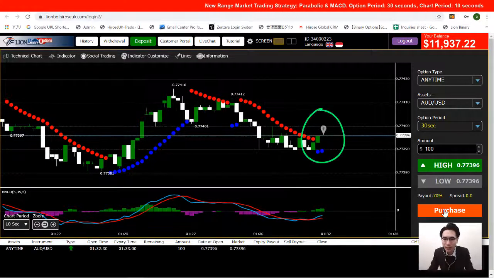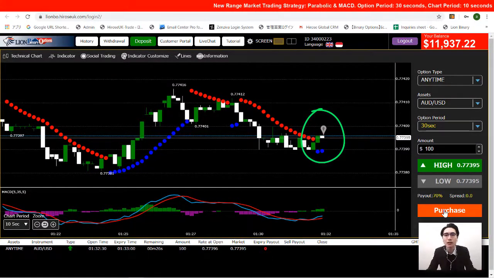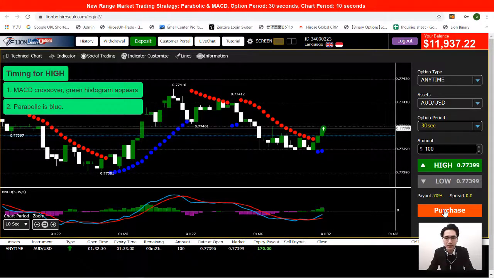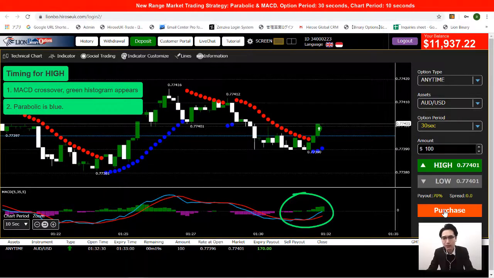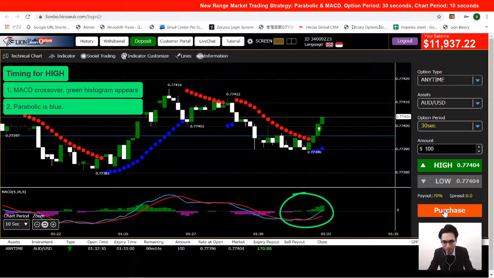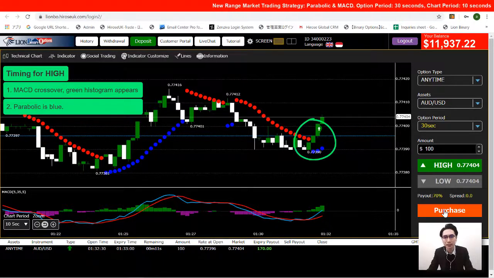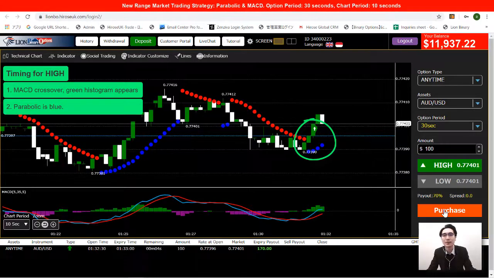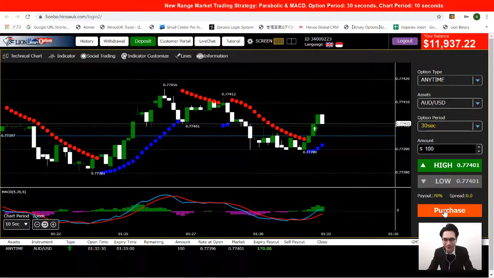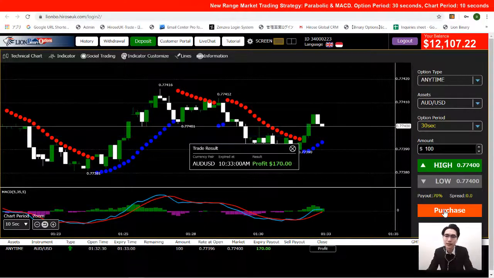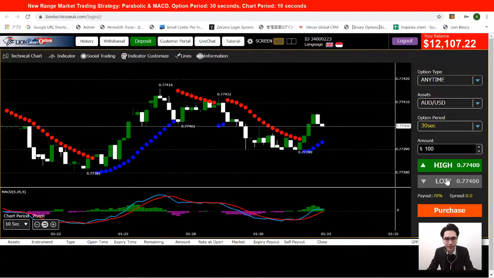Now I will place a trade here. First, the strategy is to look at the MACD first. If the two MACD lines cross over and give me a green histogram, then I move on to the parabolic. In the parabolic, I need the dot to turn blue. If it turns blue, then I will place a trade. So it's pretty simple. It's really straightforward as well. So now the trade is ending in profit.